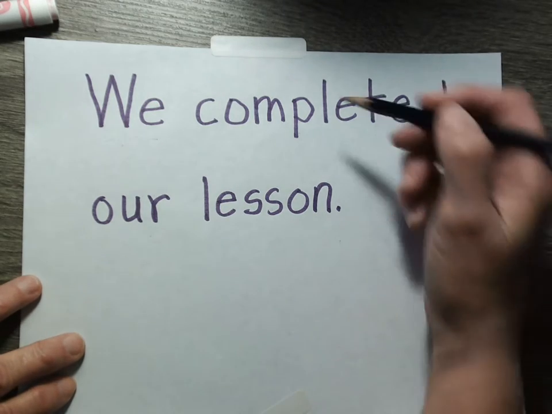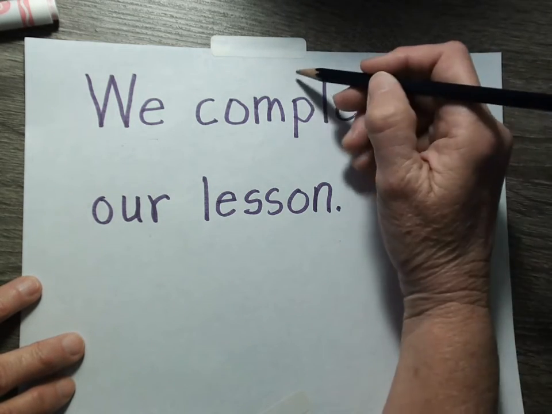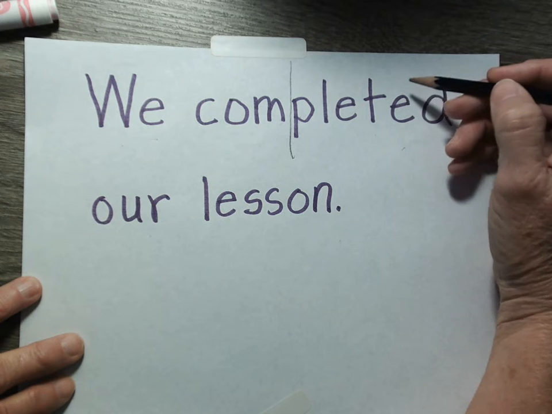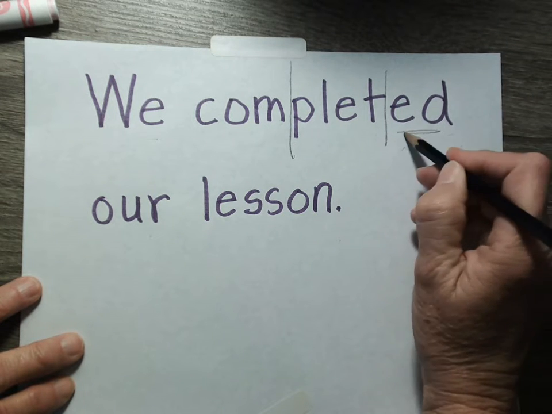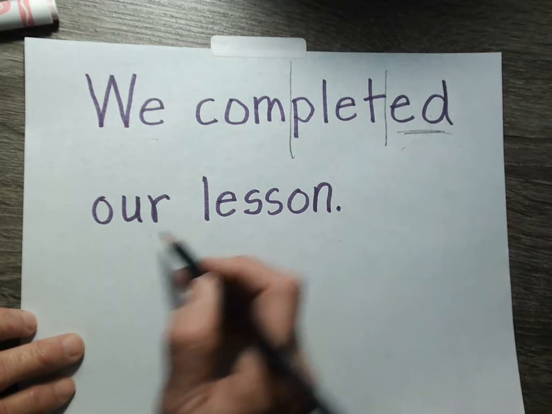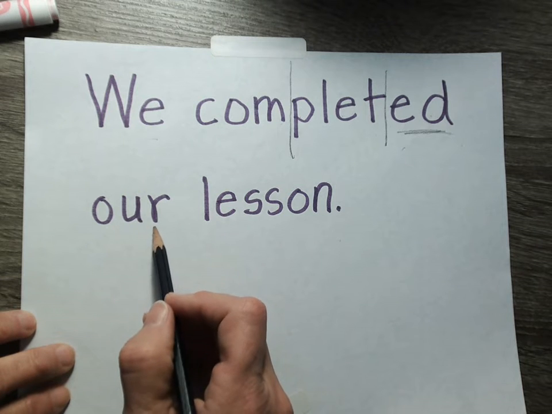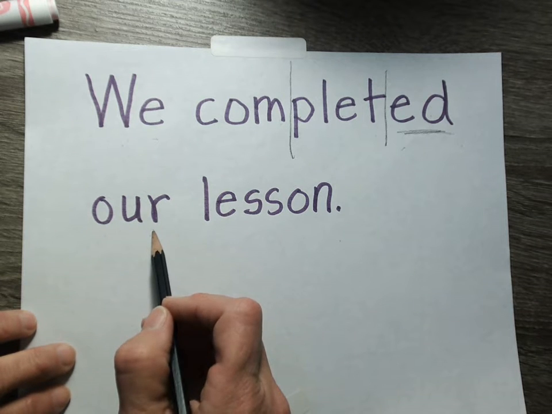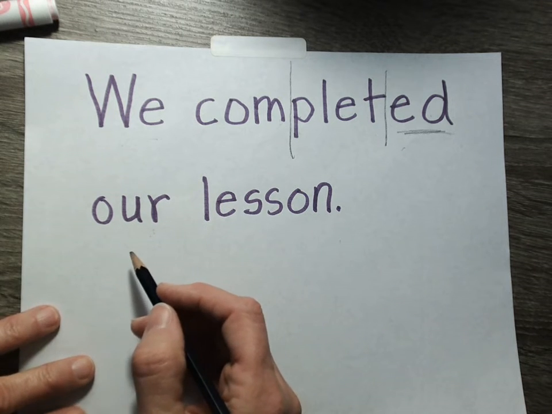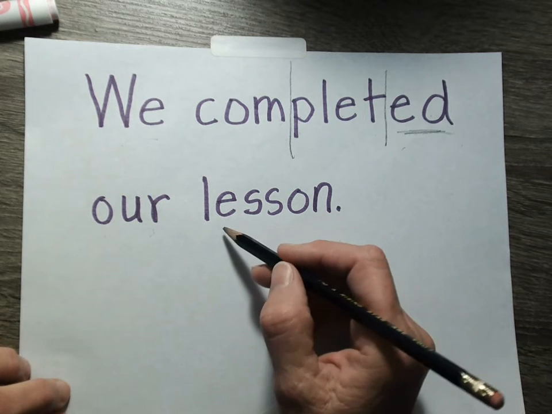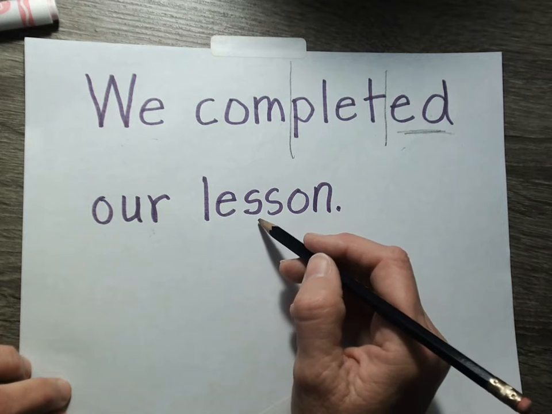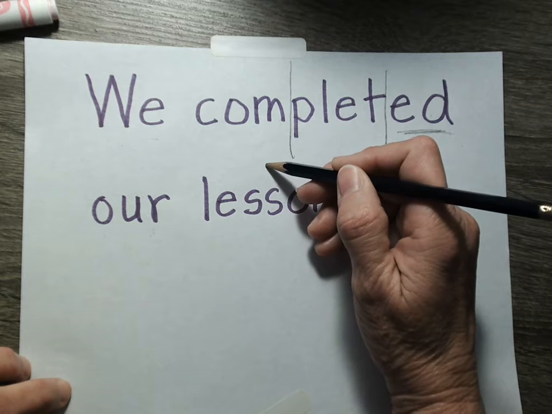Completed sounds like three syllables, and I think we would divide them here between these two consonants. Completed. This is the suffix ed. So we have 1, 2, 3 syllables. We completed our lesson. Our really sounds like two syllables, our. But it's not. It's just one. And the word lesson sounds like two syllables. Lesson. And we would cut them between the two consonants in the middle.